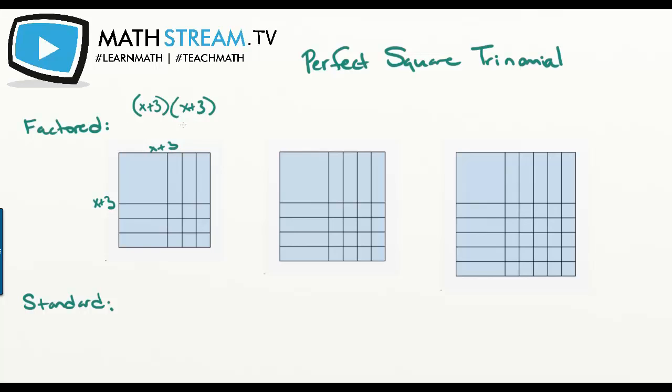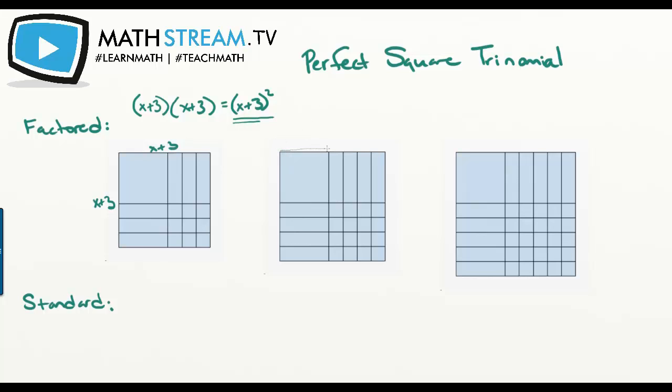And actually, if we want to write that in a simplified form, we could just write that as x plus 3 squared, because remember, squared just means that we take something and multiply it by itself. So right now we have x plus 3 times itself, x plus 3. So we could simply write this as x plus 3 squared. Okay, let's look at this next one.